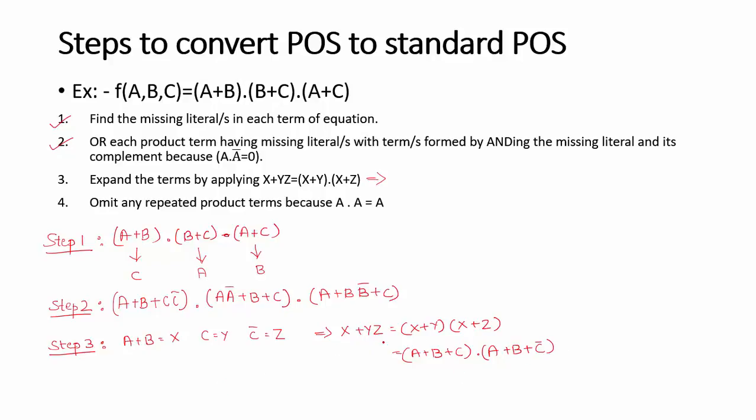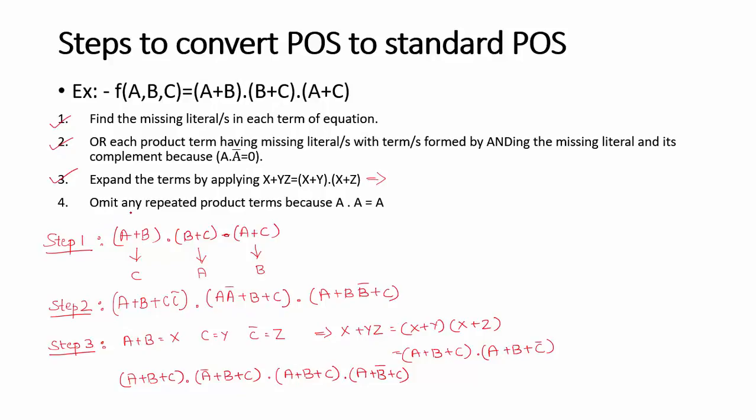Now when you apply this rule on the second term and the third term, we will get (a or b or c) ANDed with (a bar or b or c). For the third term you will get (a or b or c) ANDed with (a or b bar or c). So step 3 is done.